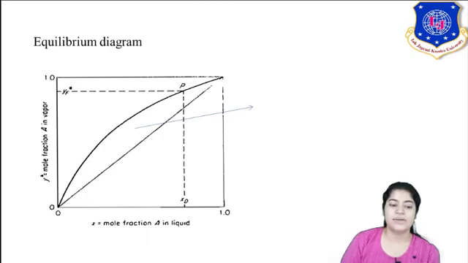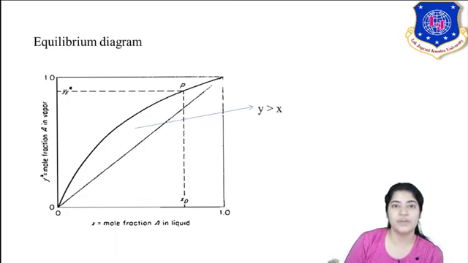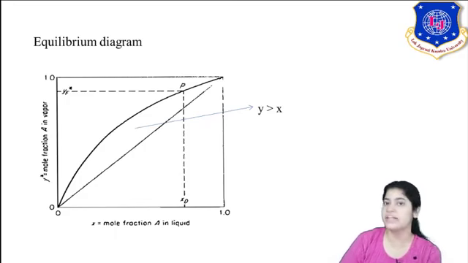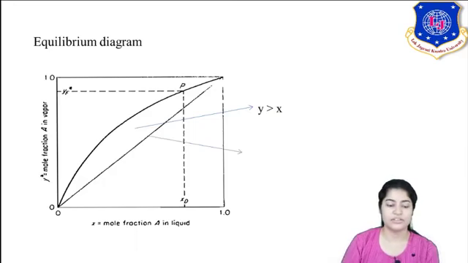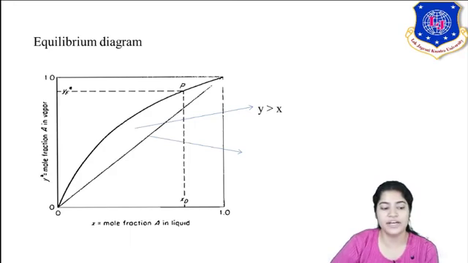Now the space between the diagonal and your equilibrium line is the area where your separation takes place. This is the area which shows that your vapor phase composition is more than liquid phase composition. Then, and only then, it shows that separation has taken place. This is your diagonal at 45 degrees. Now how are you representing the data? Your data is for y versus x.